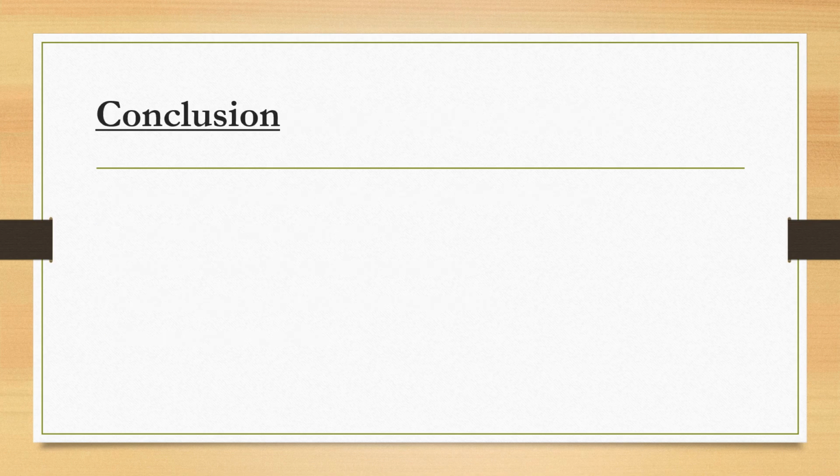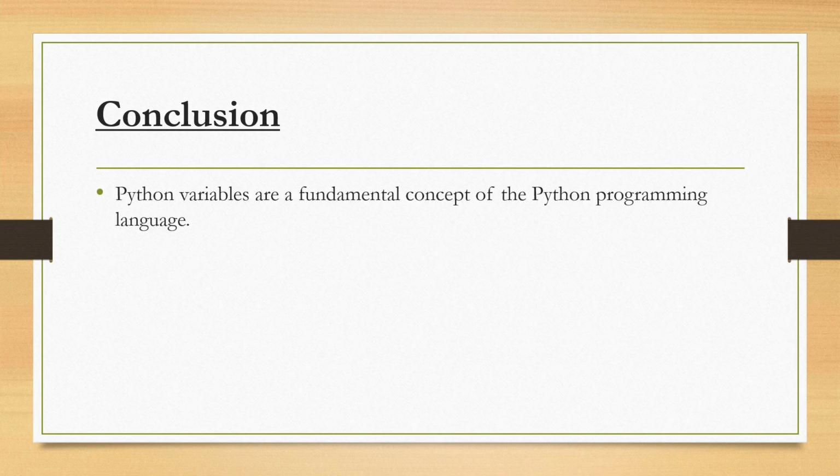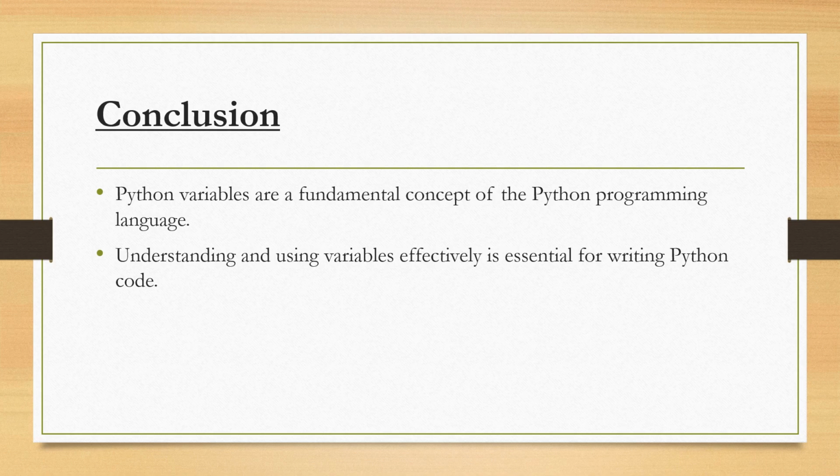Now we are going to conclude our lecture: Python variables are a fundamental concept of the Python programming language. This is a very fundamental and basic thing of programming, not only in Python. It is also very important in all programming languages. Understanding and using variables effectively is essential for writing Python code. I hope now you are clear with data types and with variables. Now we have covered data types and variables completely, so we can start further topics in our further videos.